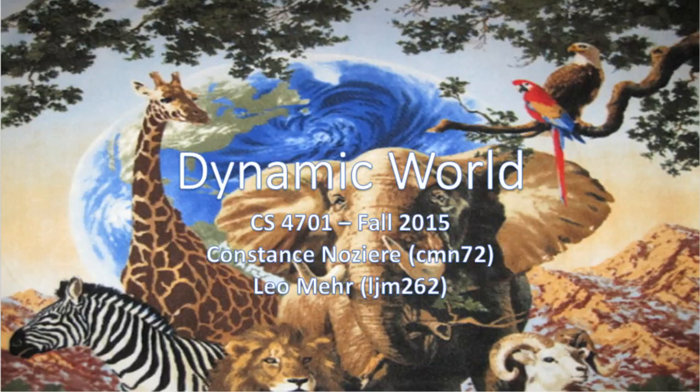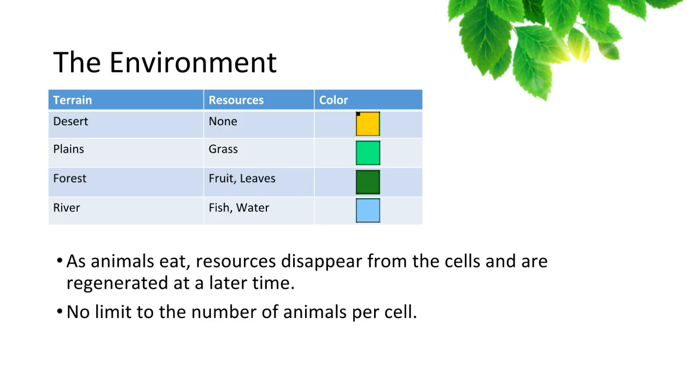I'm going to start this video off with a brief description of our project, and then Leo will give a demo. Our project is to simulate a world in which animals interact with each other and compete for resources. The environment is represented as a grid of cells. Each cell has a terrain that is represented by a specific color.